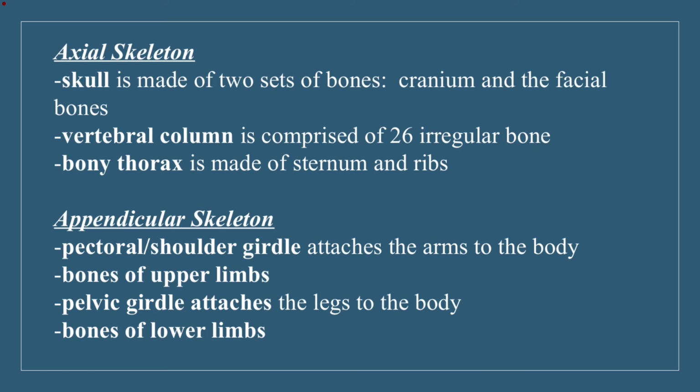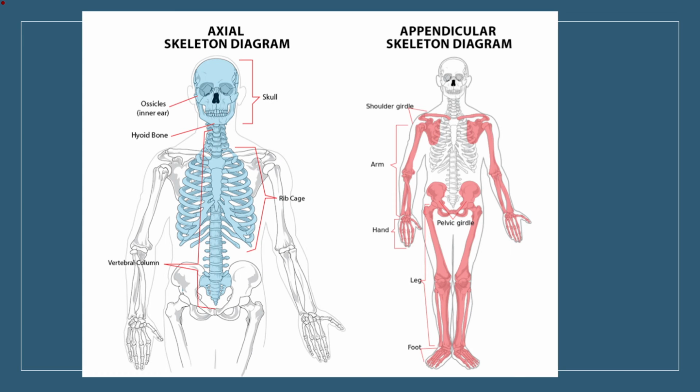And then the appendicular skeleton is made of the bones of the arms and the legs and the bones that keep them attached. And those are called girdles. Okay. So we've seen that, right? We saw the picture of the axial and the appendicular skeleton.